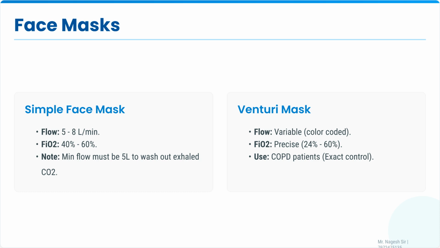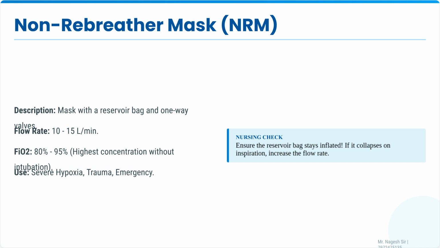Simple face masks require a minimum flow of 5 liters per minute to flush out carbon dioxide, delivering 40 to 60% FiO2. Venturi masks allow precise oxygen concentration control and are often used for COPD patients. The non-rebreather mask provides the highest concentration of oxygen without intubation, delivering 80 to 95% FiO2 at 10 to 15 liters per minute. It is used for severe hypoxia.